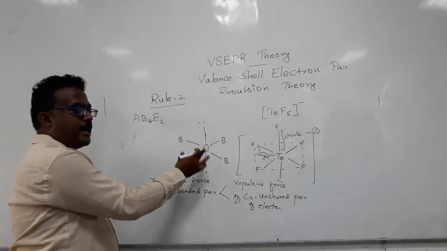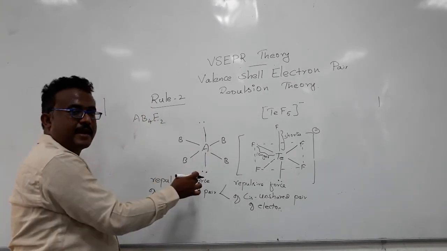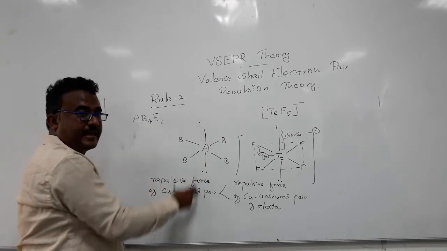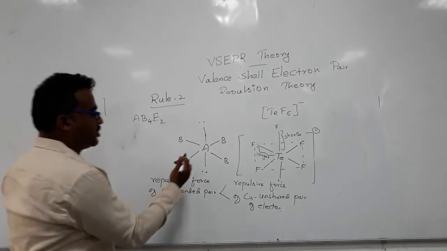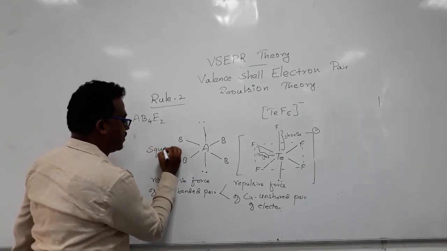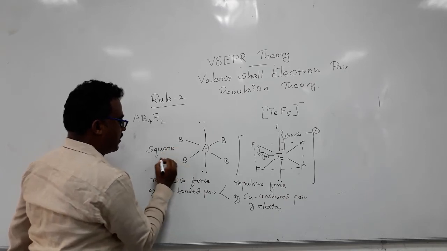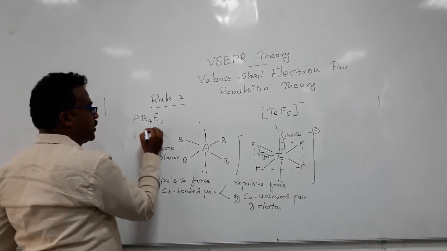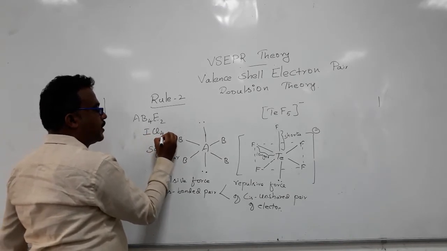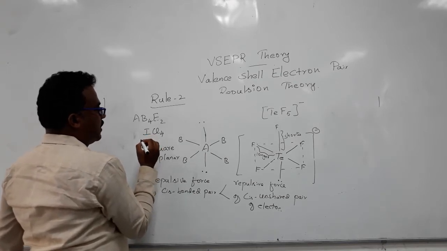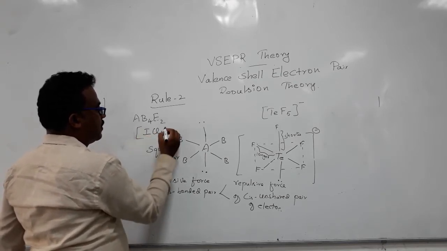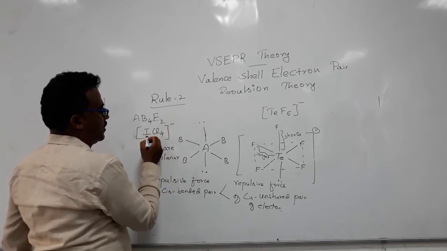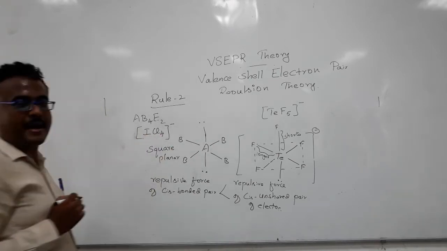So that's why, if the molecule has all the sides equivalent, the 2 lone pairs can occupy positions trans to each other. It has the geometry of square planar. An example for this molecule is ICl4 minus.